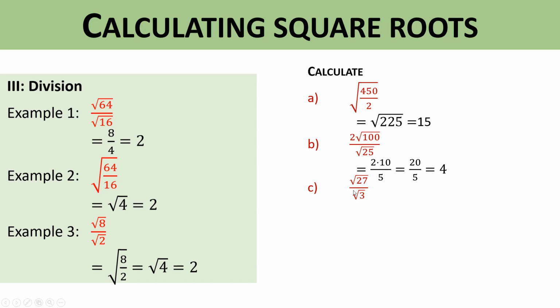In this final case, we can't calculate these two square roots separately. Square root of 27, can't do that. Square root of 3, can't do that. What we can do is we can divide the two numbers first and then take the square root of the result. So we can divide 27 by 3. That's going to be 9. So we are actually taking the square root of 9, and that is 3.